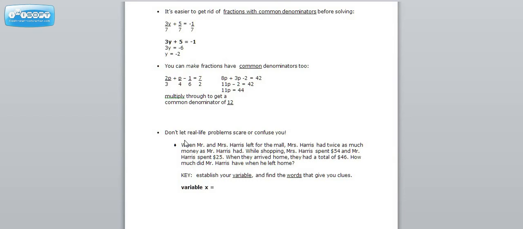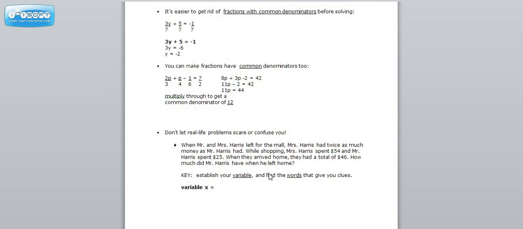So let's look at our problem. When Mr. and Mrs. Harris left for the mall, Mrs. Harris had twice as much money as Mr. Harris had. I'm sure there's quite a few jokes we can make about that, but let's keep moving. While shopping, Mrs. Harris spent $54 and Mr. Harris spent $25. Again, we can make some jokes about men and women and shopping. When they got home, they had a total of $46. So the question is how much did Mr. Harris have when he left home?